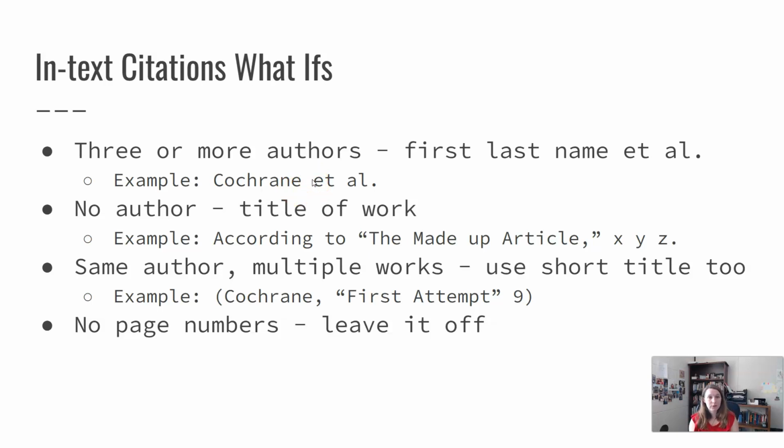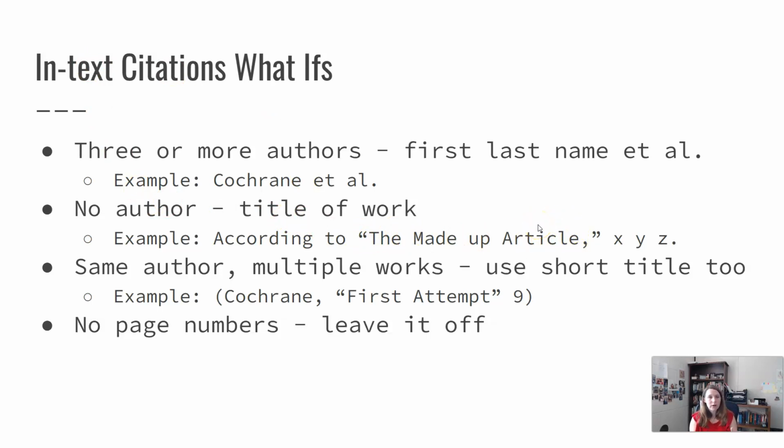If there is no author, which is really common for web articles, or web pages, then you're just going to give the title of the work. Short pieces typically go in quotation marks. If it's a novel or a movie or something like that, that gets done differently. But like I said, most of your works that don't have an author are typically shorter, and so you would use the quotation marks. So here's my example. According to quotation marks, the title of the article, and so on.